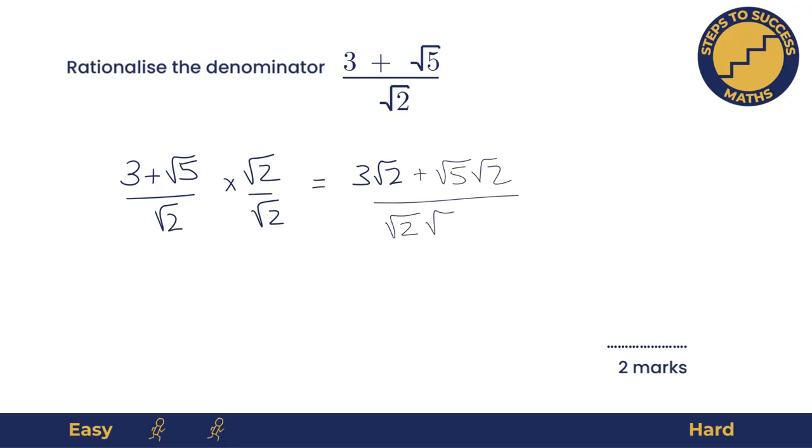Now if we tidy that up, it's 3 root 2 times, we can put the root over the whole thing, so 5 times 2, which is 10, so root 10. And then on the bottom, root 2 times root 2 is just 2. 3 root 2 plus root 10 over 2. And there's no surd on the bottom, so you're finished.